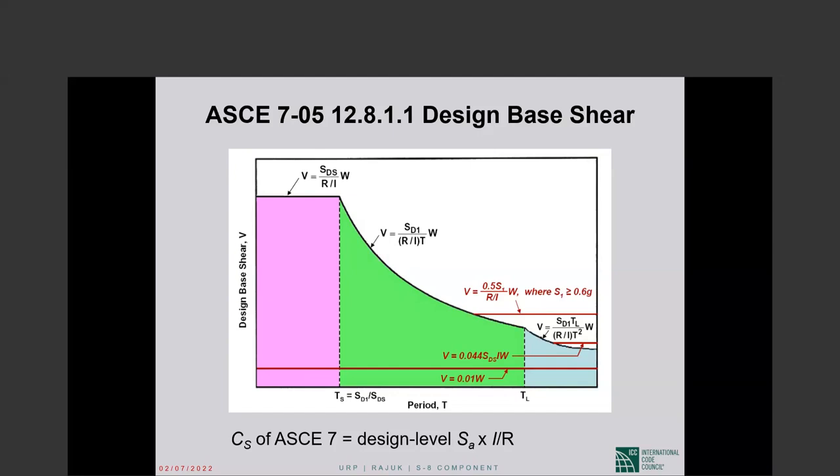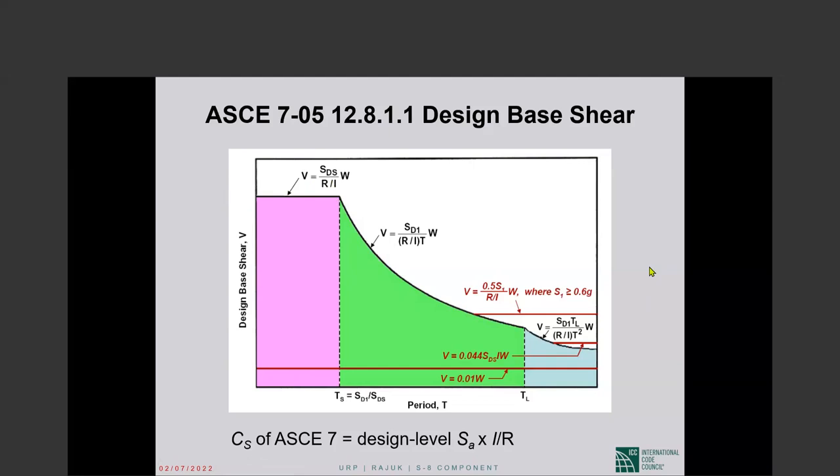Modifications number 2 and 3: we lower the elastic spectrum by the response modification factor R, and at the same time raise it by the importance factor I. Again, we lower the elastic spectrum by the response modification factor R, and we raise it at the same time by the importance factor I. That is the division by R over I that you see in the picture. Okay, those are steps 2 and 3.